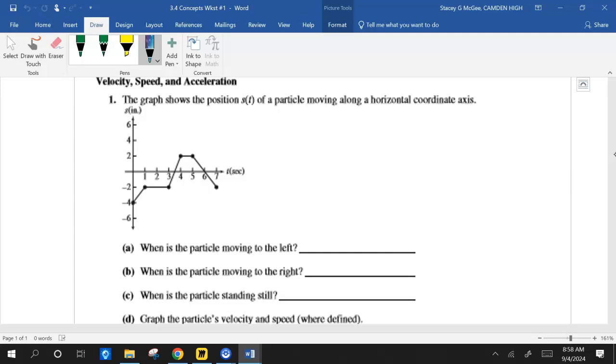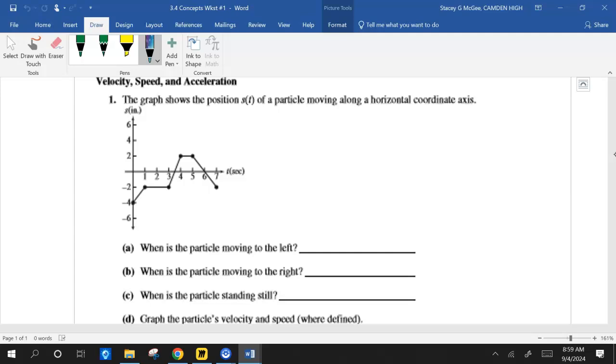On the velocity graph, if this was velocity, so what am I looking for here? If I'm asked when it's moving to the left, what am I looking for? And use your red sheet too. Left means negative velocity, right? Which is the derivative of this one, so I'm looking for negative slope.